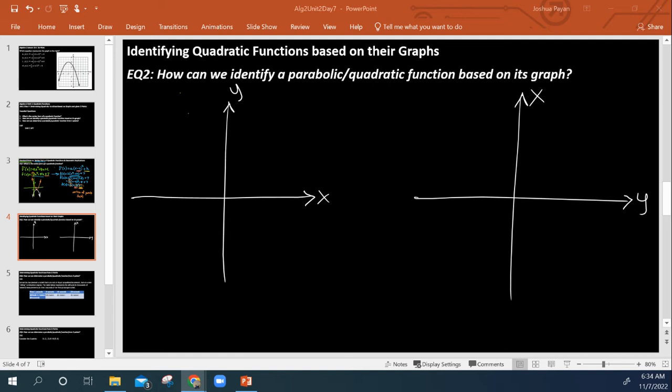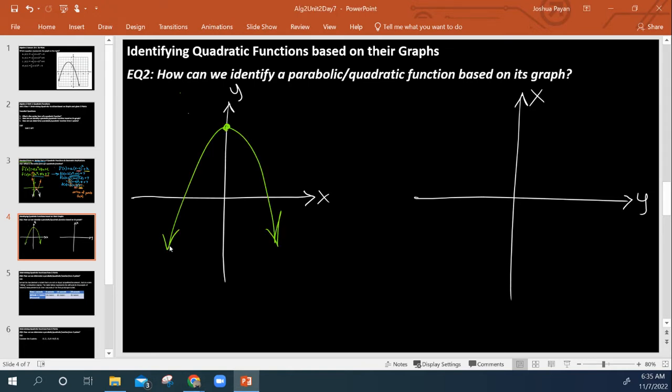Okay, so in this video, we're briefly going to discuss how to identify a parabola's function based on what we see on the graph. So first, let's look at an easy example, right? Let's just look at something like this.